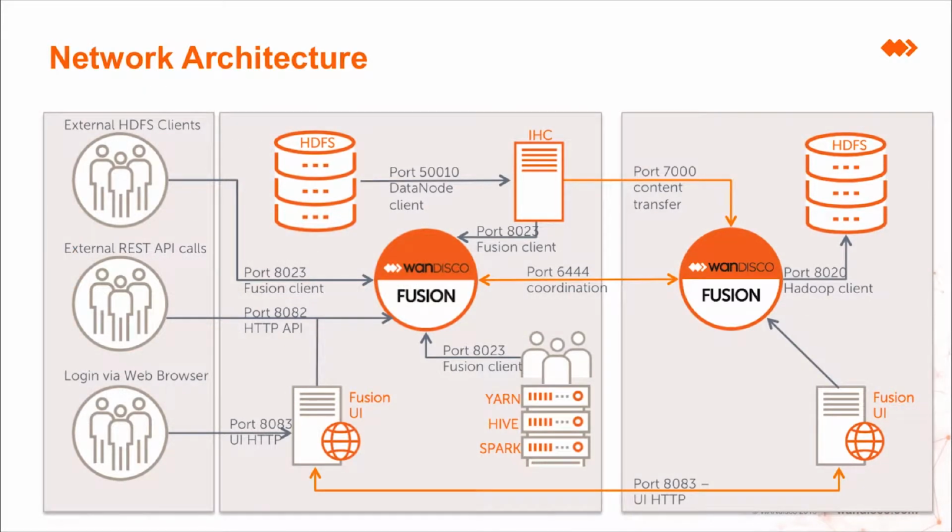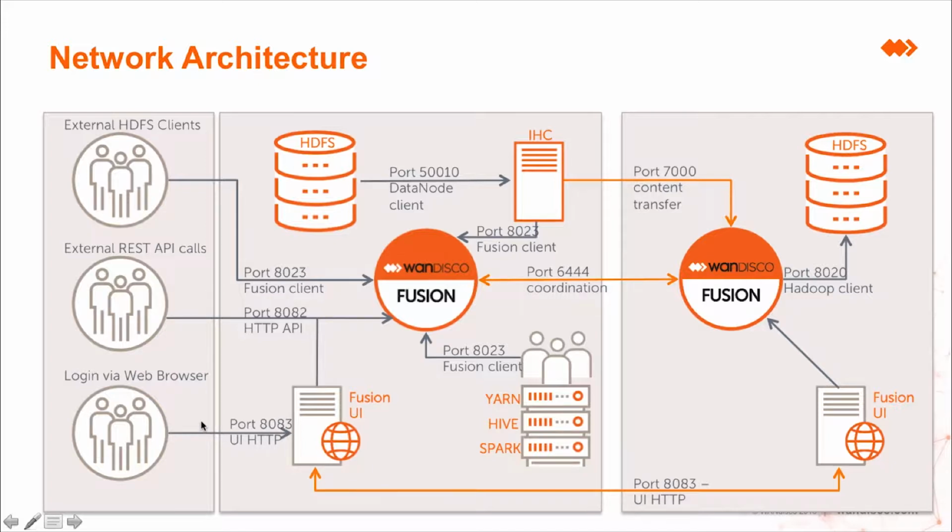The network architecture is as follows. This is for an intra-cluster example here. You can see that HDFS external clients communicate with Fusion on port 8023. External REST API calls come through on port 8082, and logging into the Fusion UI happens through port 8083.